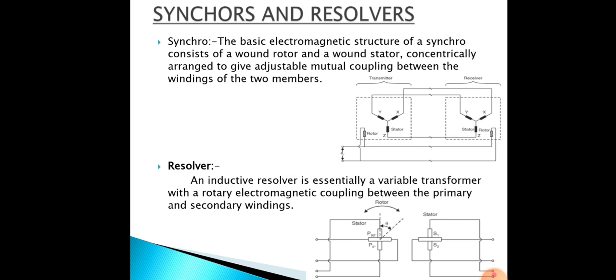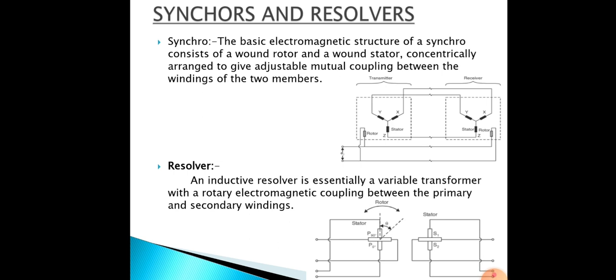And the stator is wound in a three-phase distributed winding connected in Y configuration. The magnitudes of these voltages depend upon the angular position of the rotor with respect to the stator. You can see the rotor and stator in the diagram.